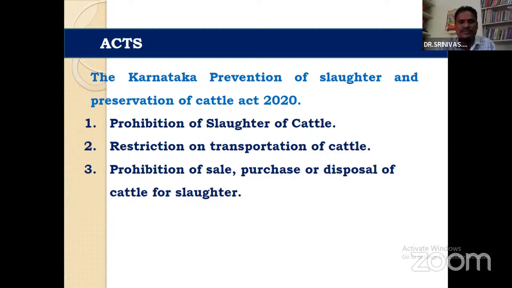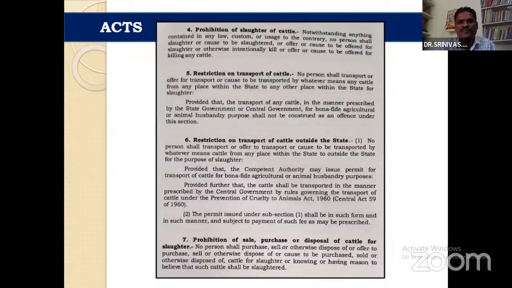There are many changes in it, such as a prohibition of the slaughter of cattle. Earlier, cattle above the age of 12 years were allowed to be slaughtered, and even bullocks were allowed. But from now onwards, it is very strict. No cattle can be slaughtered without the certification of the veterinarian. Only buffaloes above 13 years, with the certification of the veterinarian, can go for slaughter.